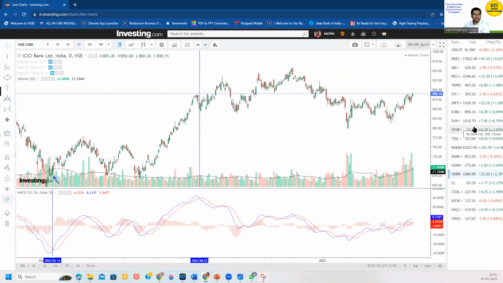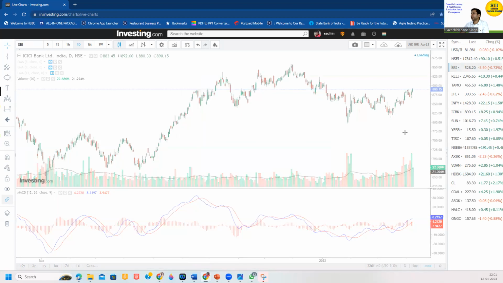Okay, meanwhile, another question: can we take decisions only based on MACD? No, that is not recommended. The more indicators or instruments that we can use, the better. And a few more we are going to learn today. So, the suggestion is, okay, let's take SBI.